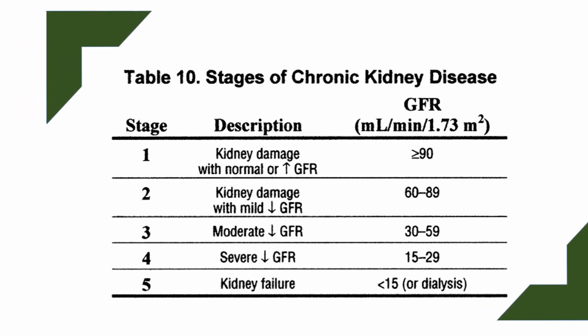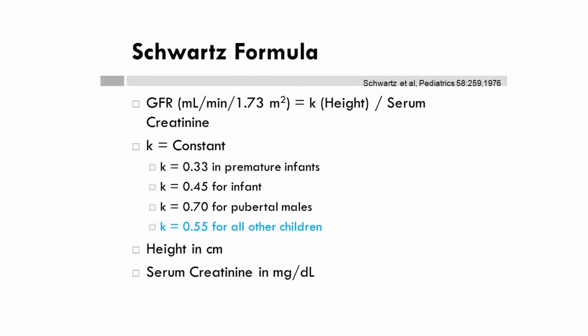We can calculate the GFR in a pediatric patient by the Schwartz formula. It is K times the patient's height in centimeters divided by serum creatinine in milligrams per deciliter. K is a constant and depends on the patient's age, as you can see here.